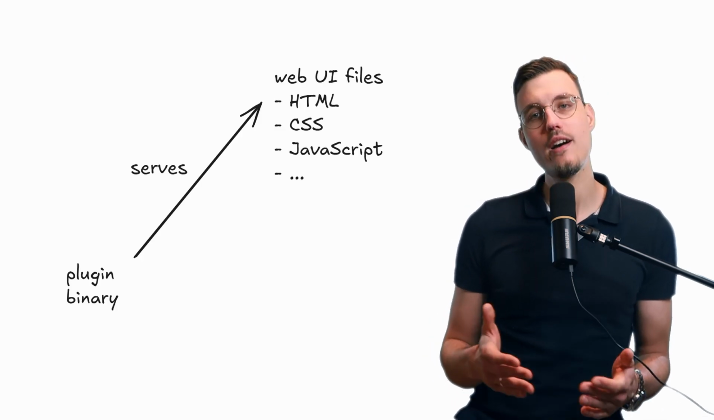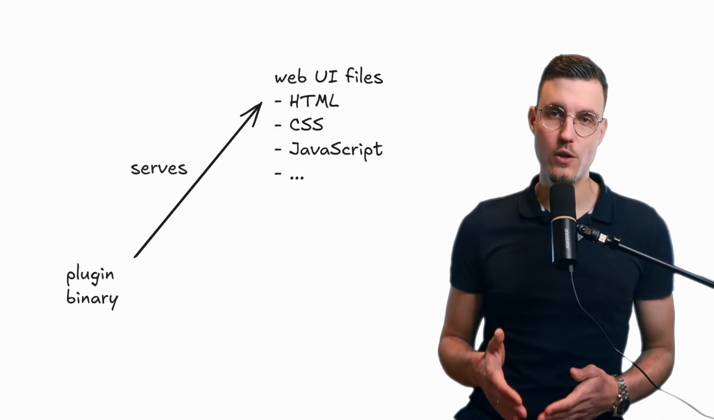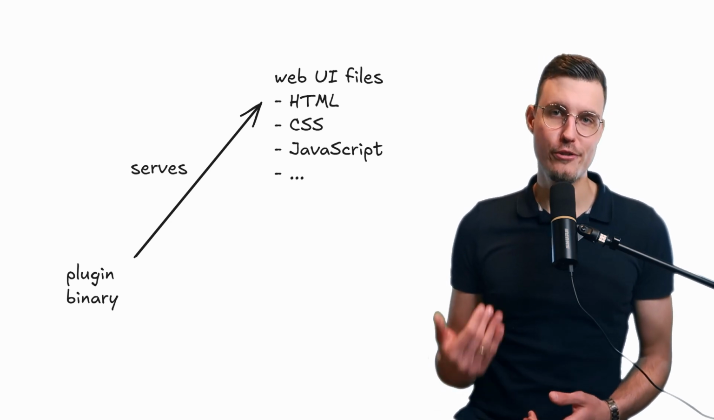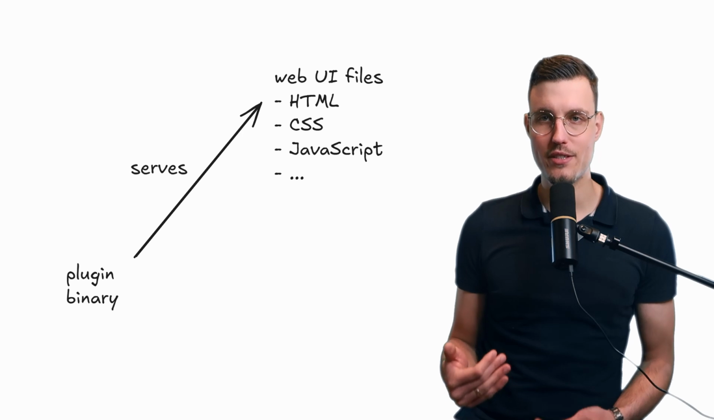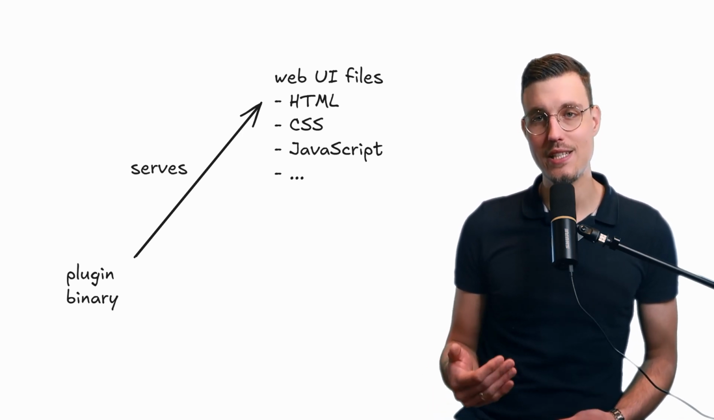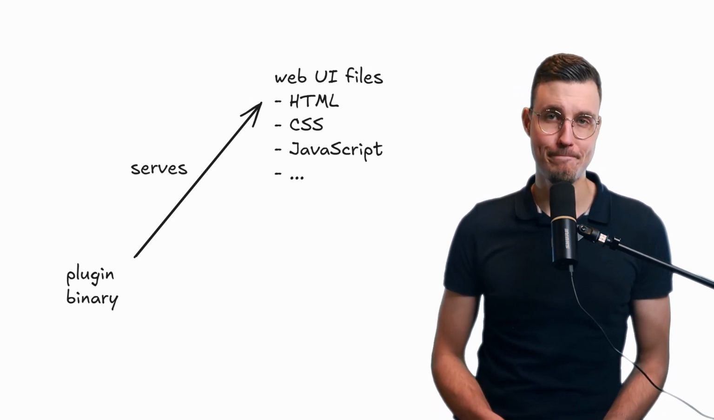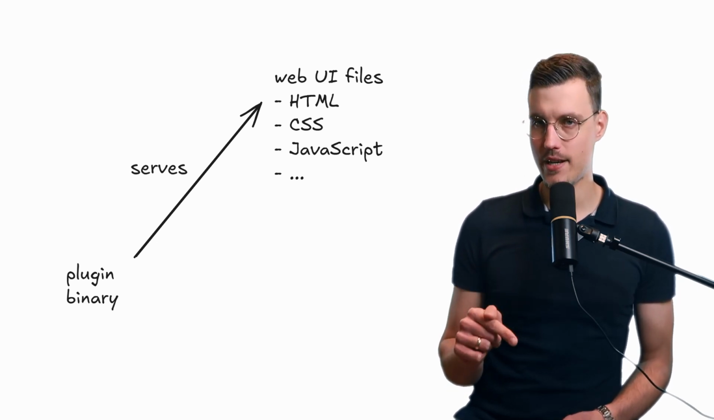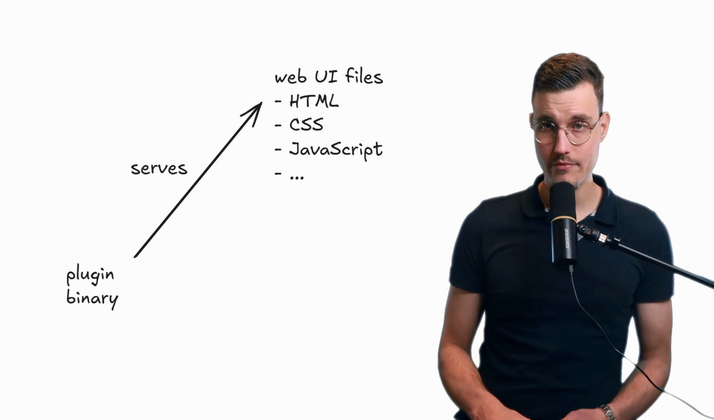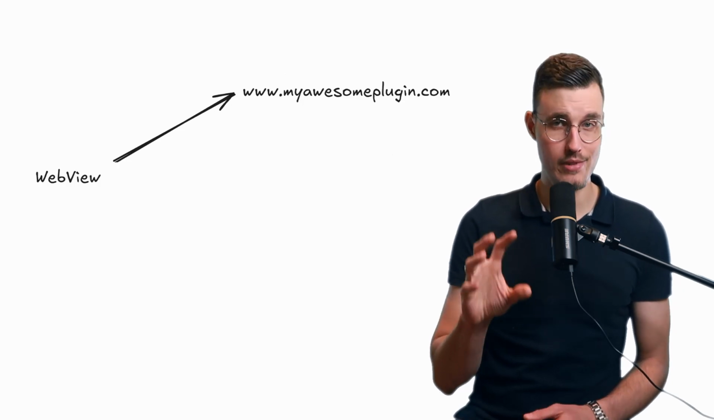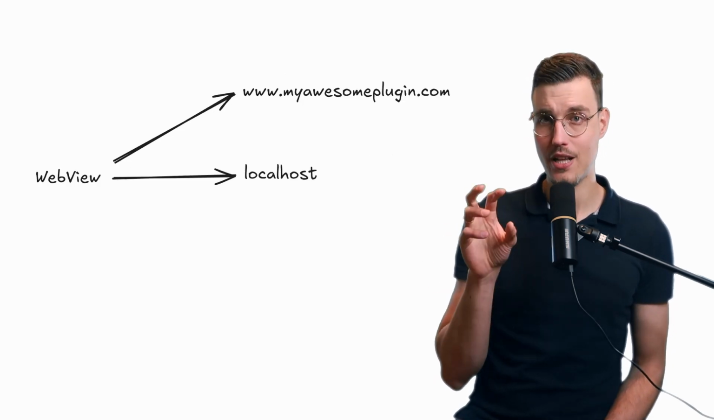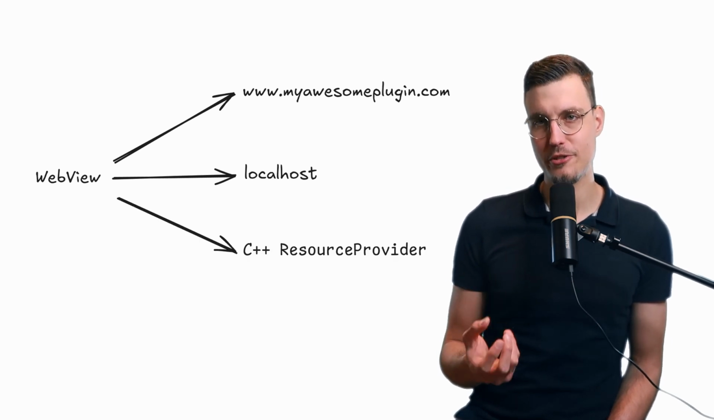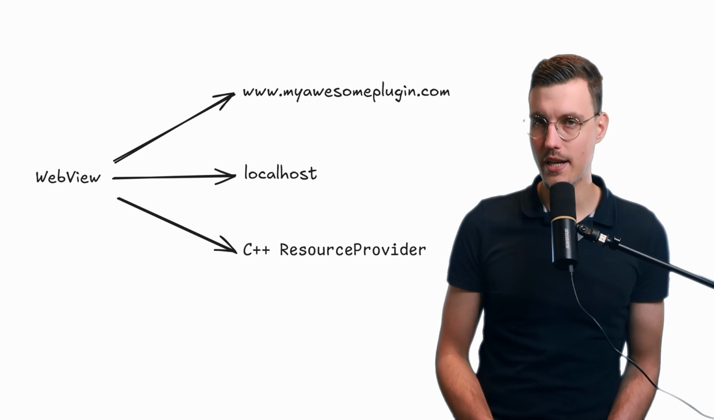Now, let's deal with the other important issue: distributing WebView files with the plugin. By this, I mean how we should serve the HTML, CSS, and JavaScript files so that the user can see the web UI as we developed it. The WebView embedded in your plugin's UI needs files to display its content. It can either take these files from an arbitrary address from the web, a local development server, or a resource provider registered in the C++ code of the plugin.